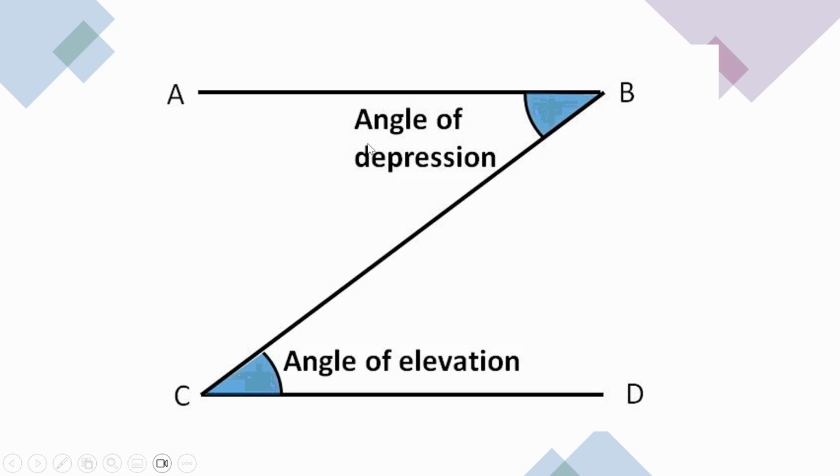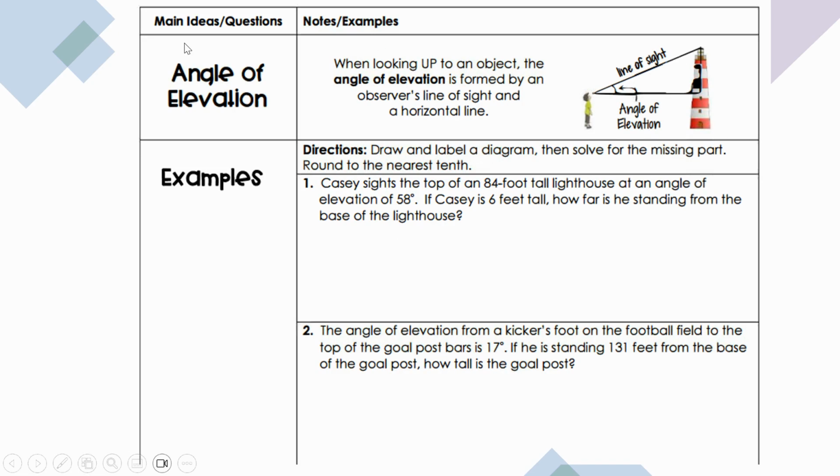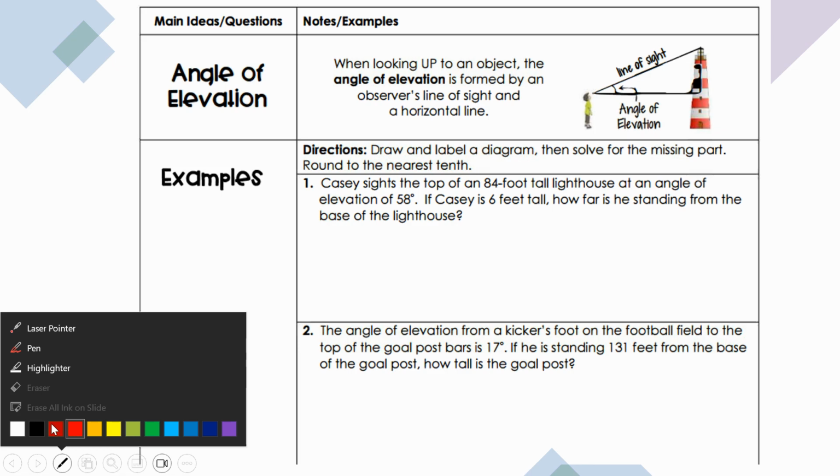Today we're going to be looking at things called the angle of elevation and angle of depression. First, we're going to do angle of elevation. So when looking up to an object, the angle of elevation is formed by the observer's line of sight, which is demonstrated here, and a horizontal line. This is kind of an extension of trig. We're just learning these two specific types of angles, and then we're still just using trig to solve for our unknowns, our missing things.